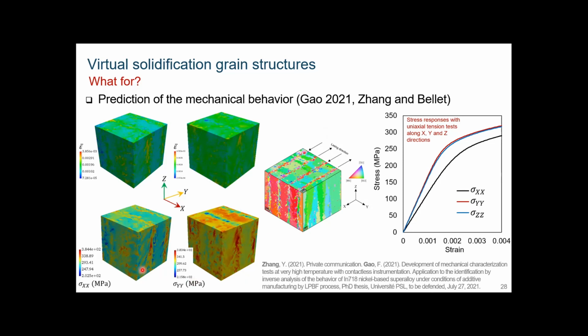I don't show that, so you can predict the distribution of stress and strain in this sample, and you can rebuild stress-strain curves depending on the direction for the uniaxial tension test. And this, of course, is interesting because you can directly access the mechanical properties from the virtual microstructure.